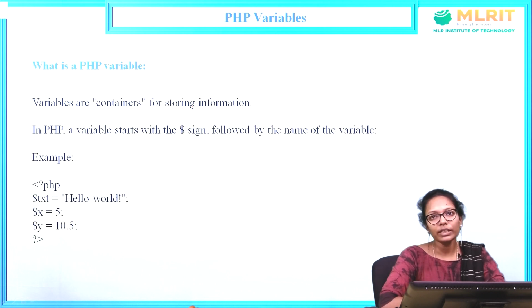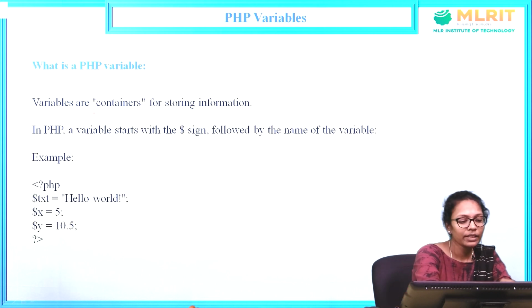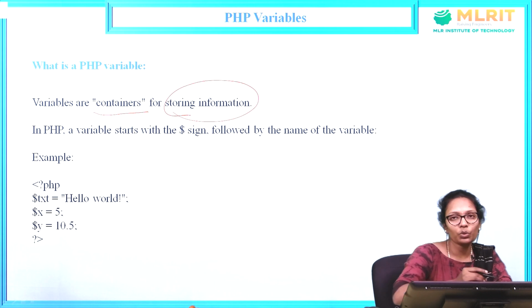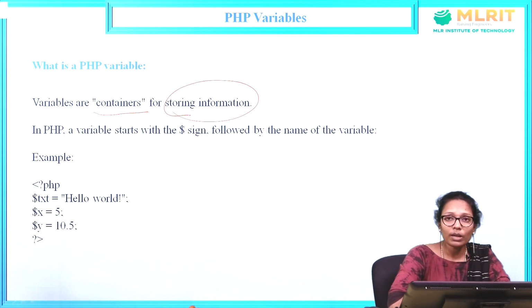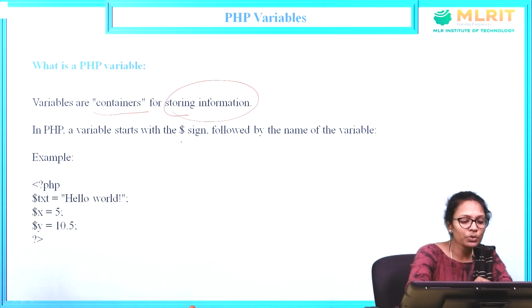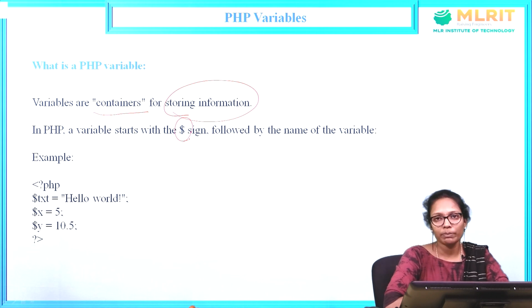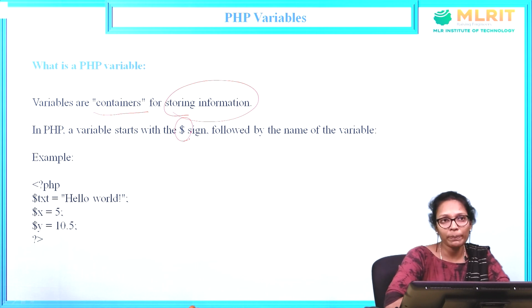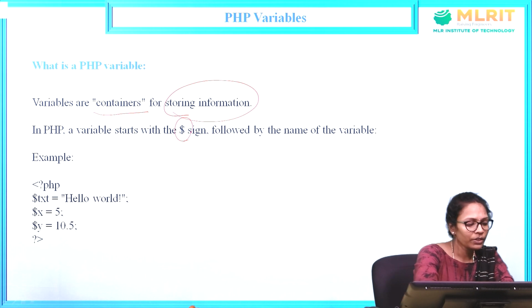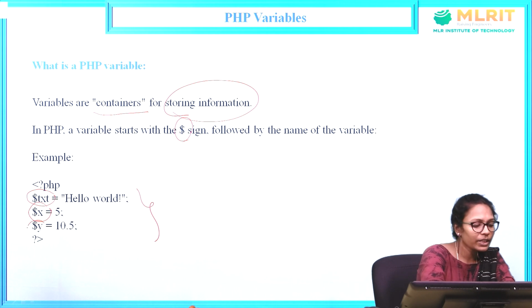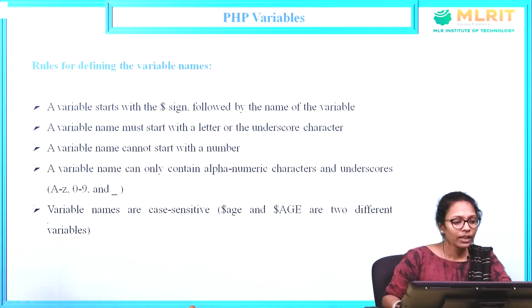The general definition of a variable is that it is a container used to store information. Now coming to PHP, before the variable name you should use a sign called $. So in PHP, variable names should start with the symbol $. That is the main rule in PHP. Here I am taking three variables: the first is $txt, the second is $x, and the third is $y. So we are using $ before the variable name.